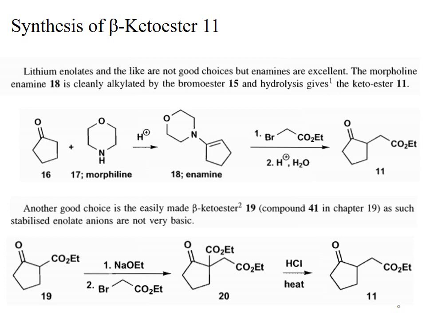When this compound 20 is subjected to hydrolysis, then this ester group is converted to hydroxyl group and then decarboxylated in the presence of acid and heat, and it affords compound number 11. So this is an alternate way to synthesize compound number 11.